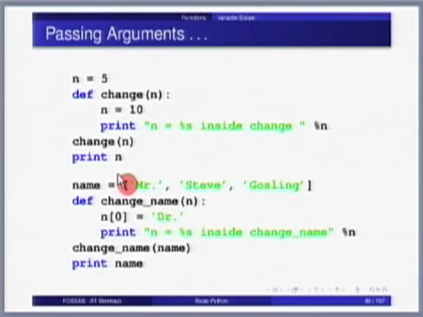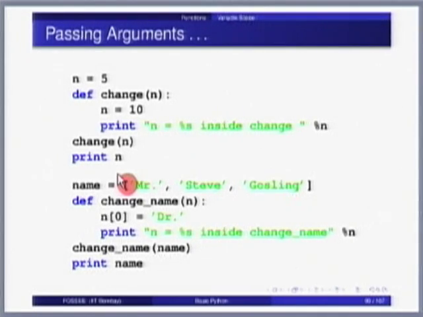Once you understand this concept, many of the common mistakes or common misconceptions that you may make will kind of disappear, because it is very easy to understand from this perspective that a variable is nothing but a name that is bound to an object.